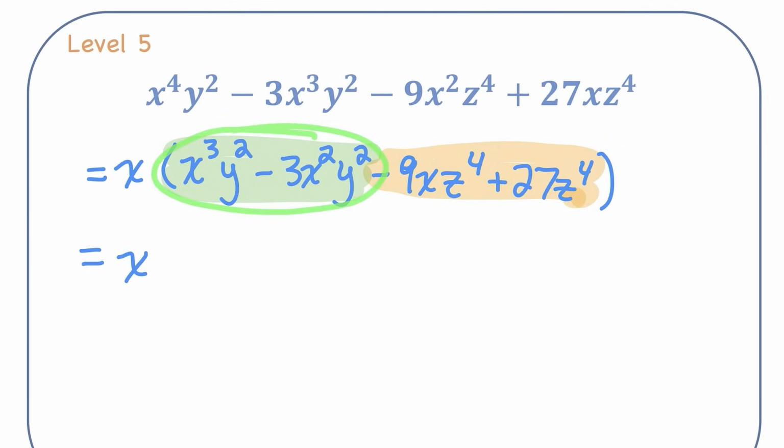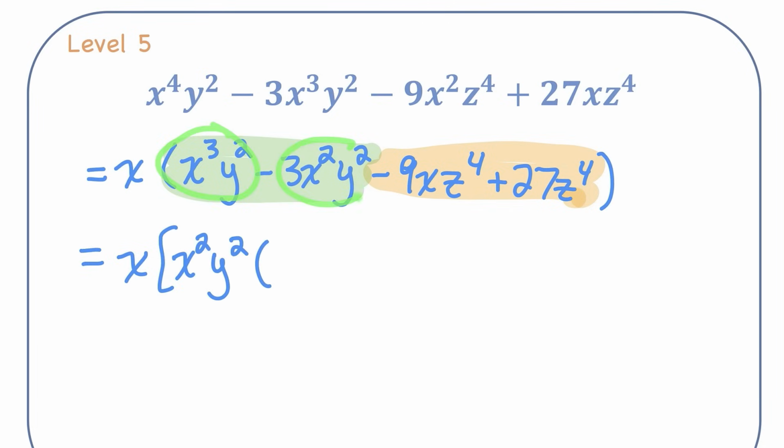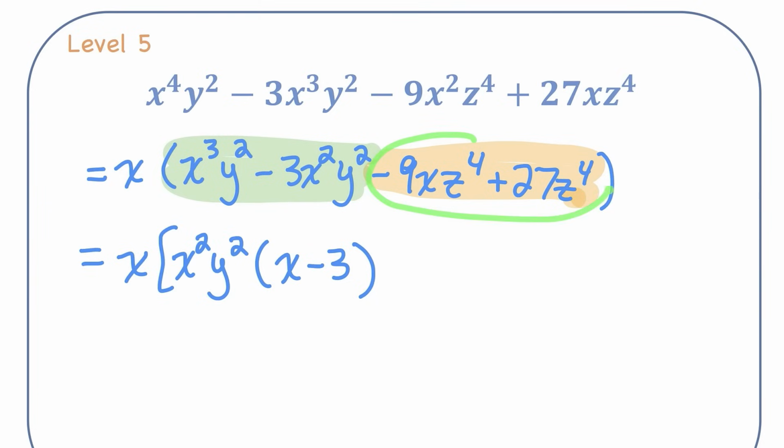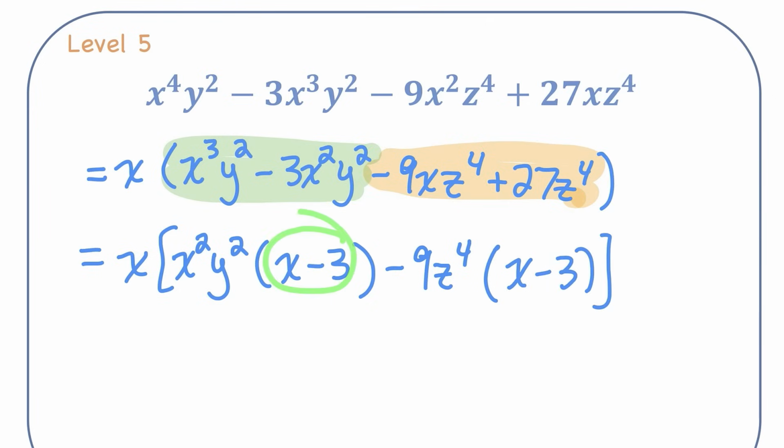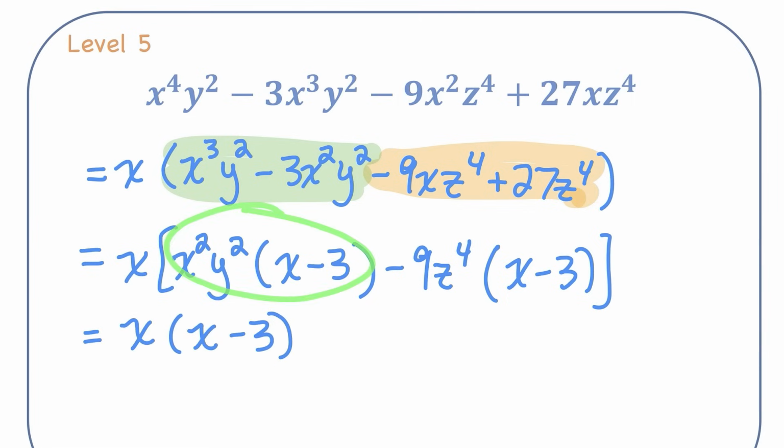From the first group, I could remove a common factor of x squared y squared. When I divide both of these terms by x squared y squared, I get x minus 3. From the second group, I could common factor out a negative 9z to the 4. And then when I divide both of these terms by the negative 9z to the 4, I get x minus 3. Because this is a common binomial, I can remove that as a factor. And when I divide both of these terms by the x minus 3, the x minus 3's cancel, and I get x squared y squared minus 9z to the 4.